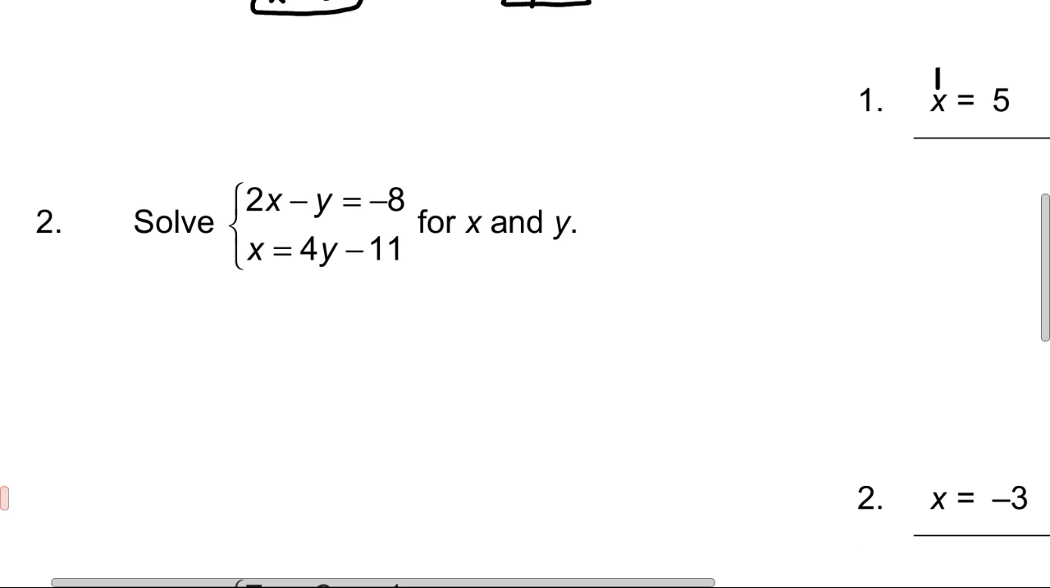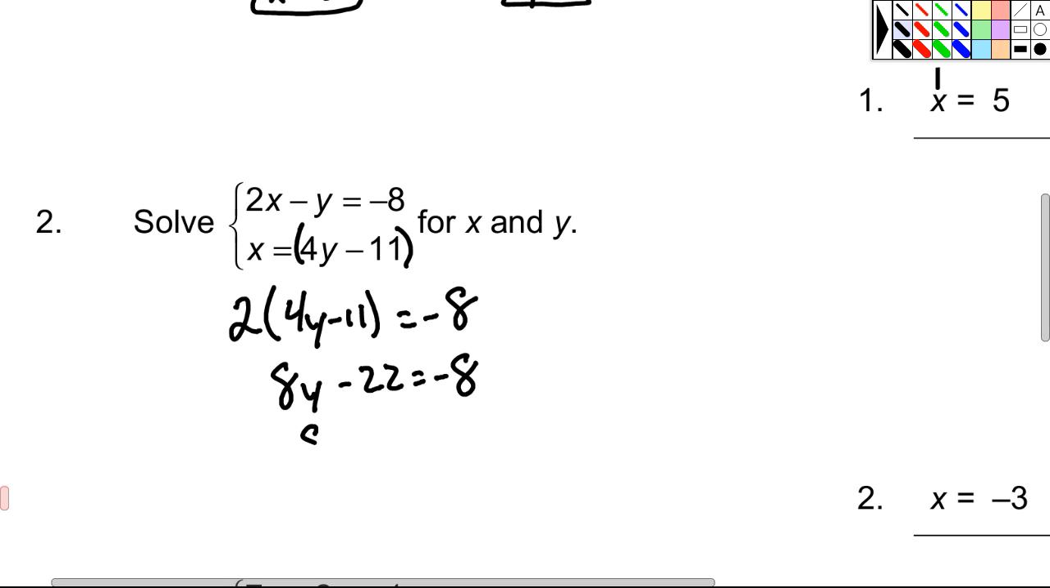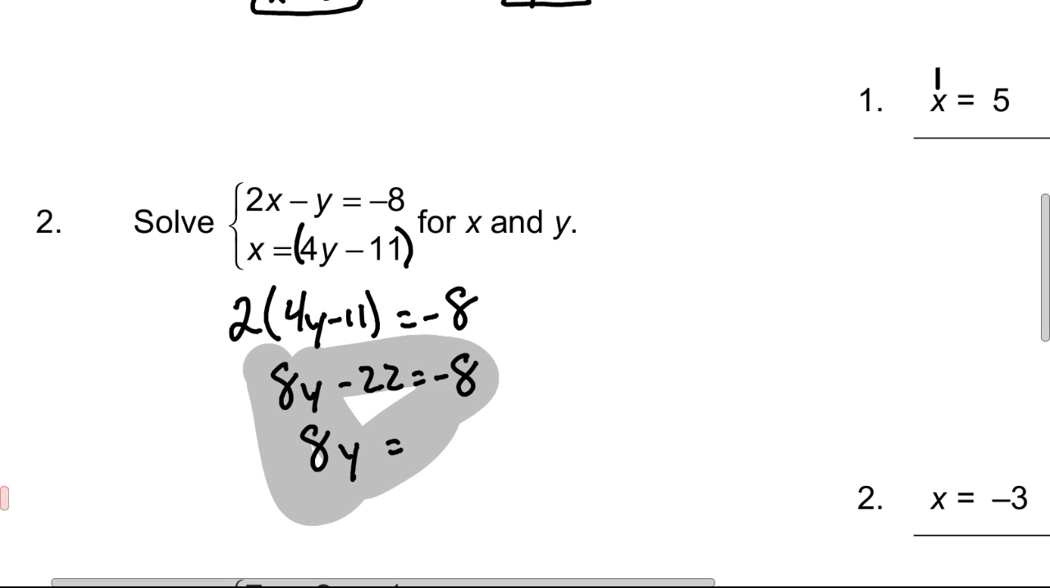Okay, let's look at this one here. So, like I said, x is already all by itself. This is a prime candidate for substitution. Every time I see an x, I can plug in 4y minus 11, since that's what we define x to be. So, 2 times quantity 4y minus 11 equals negative 8. Distribute. 8y minus 22 equals negative 8. 8y equals, oh, what did I miss? Gotta go back.